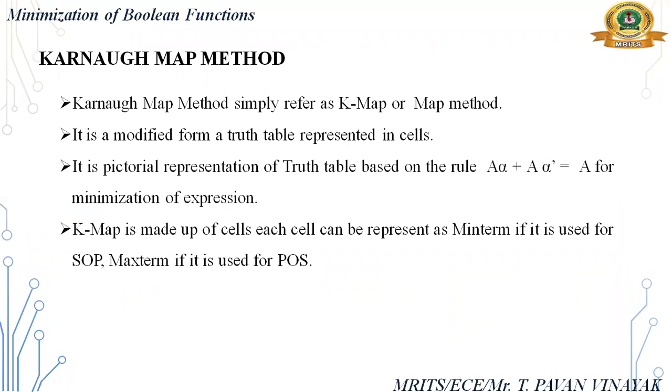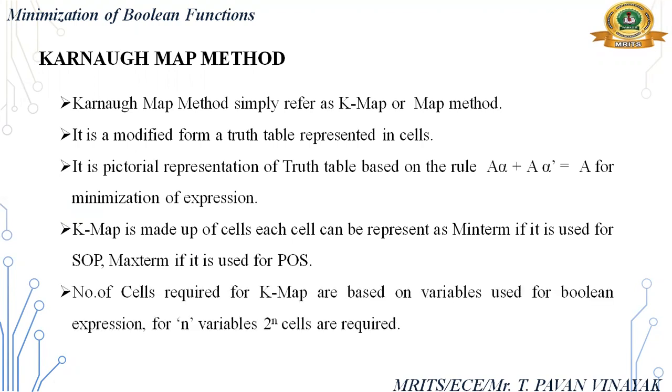Each cell can be represented as follows. Suppose I am given a Boolean expression in SOP form, then each cell can be represented as a minterm. If I am given POS, then each cell can be represented as a maxterm. Next, the labeling, the name for each column or each row, can be given using gray codes. Let us see how.